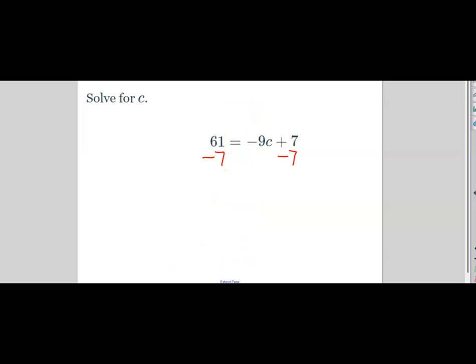So I'm writing subtract 7 on both the left and the right side because it makes a 0 here. Use your calculator if you need to. 61 minus 7 is 54. Bring down your variable term. Now notice I did the opposite operation here. The opposite of adding was subtracting.